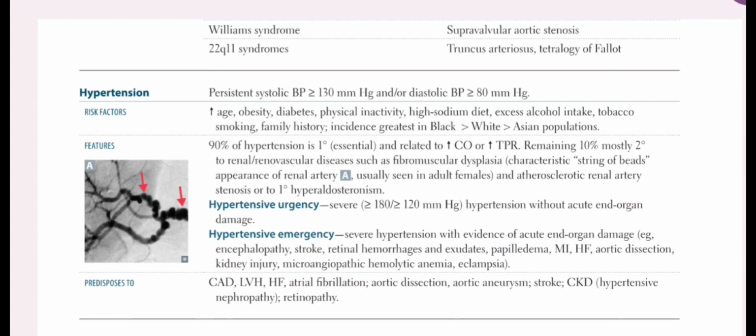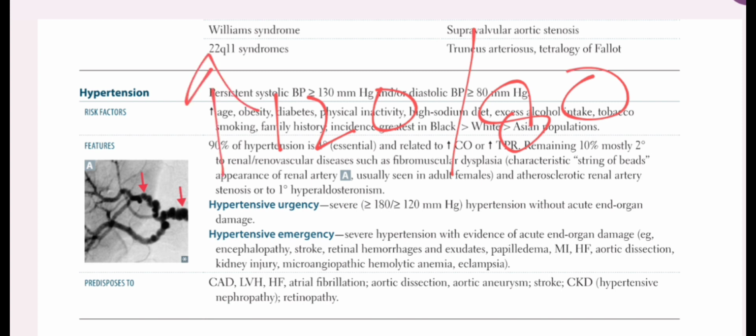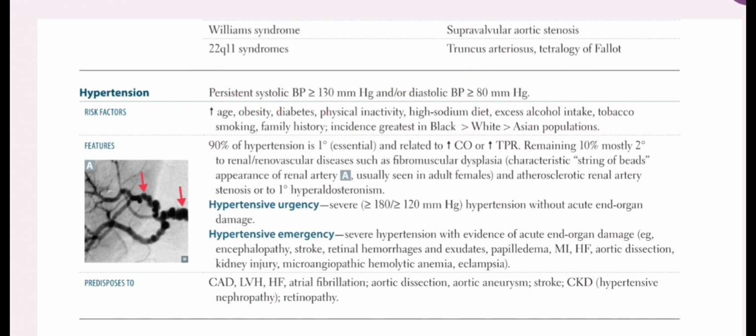We are going to continue our pathology section, and today's topic is hypertension. So hypertension is defined as persistent systolic BP of more than 130 mm Hg and/or diastolic BP of more than 80 mm Hg. The normal BP range is about 120 systolic and 80 diastolic.